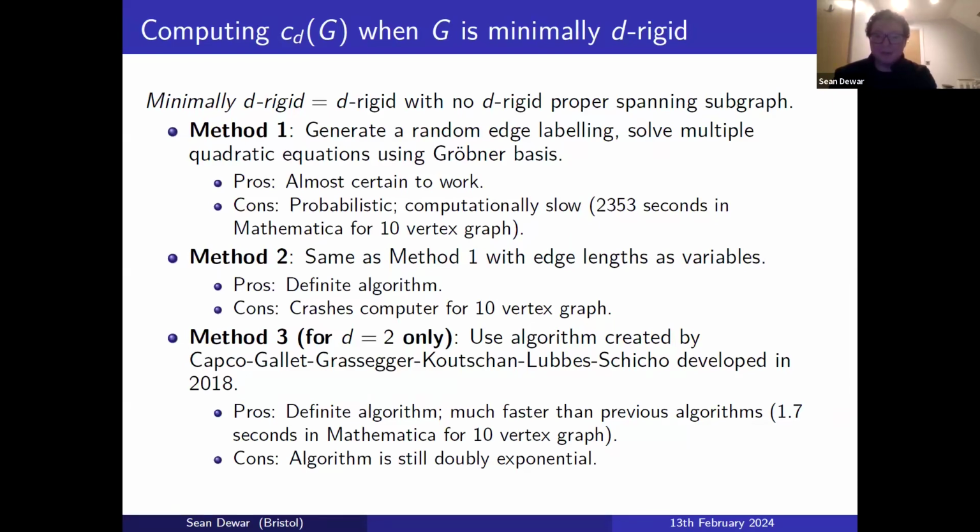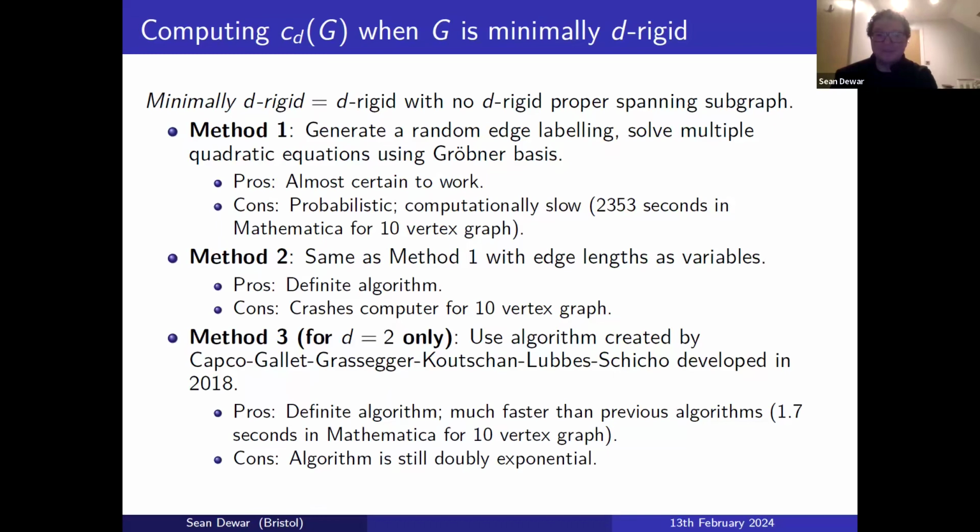The last method is an algorithm developed by Jose Capco, Matteo Gallet, Georg Grasegger, Christoph Koutschan, Niels Lubbes, and Josef Schicho, who were mostly based in Linz in Austria at the time. They developed an algorithm in 2018 using tropical geometry. So very nice tropical geometry methods to break it down. And they got a combinatorial definite algorithm.